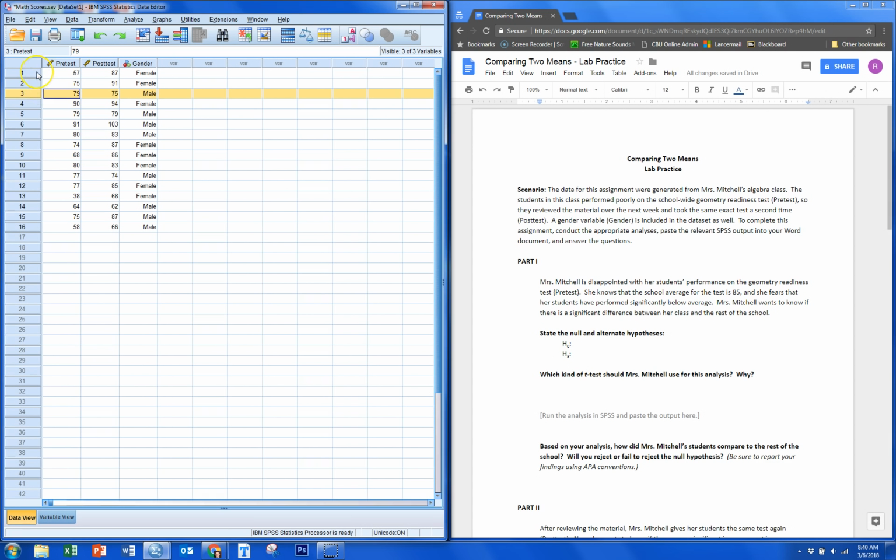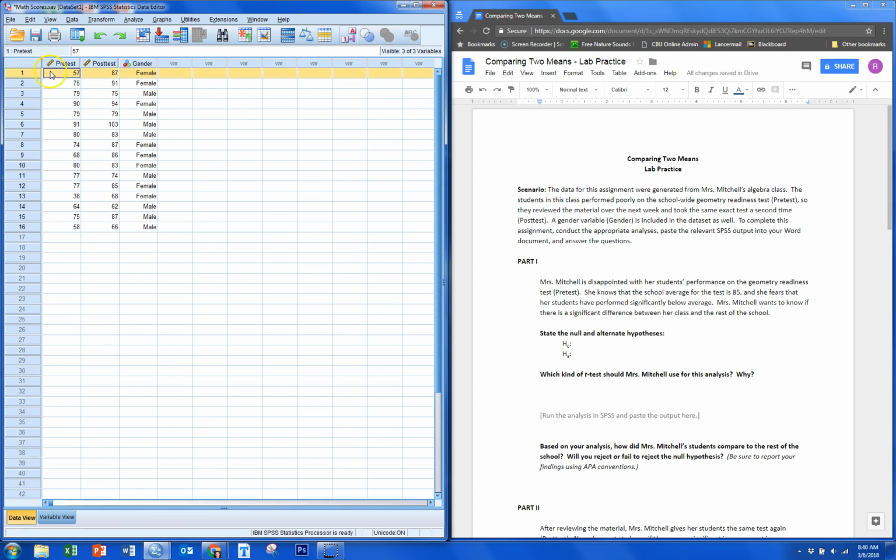There doesn't happen to be an ID variable. Oftentimes you'll see an ID variable first, or one of the first variables. You could have 1, 2, 3, 4, 5, student 1, student 2. You could have the names of the students, Ricky, Bobby, Susie. But here there's no ID variable. We just have the data for each student. So there's 16 students, 1 through 16, and there are three pieces of information for each student.